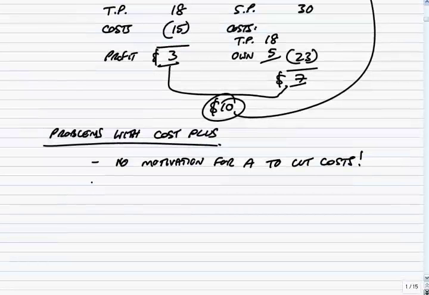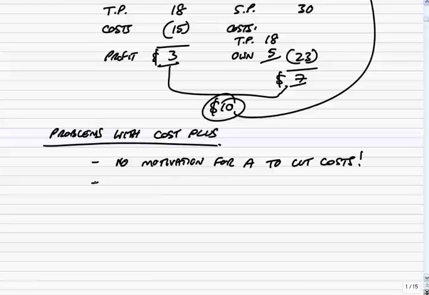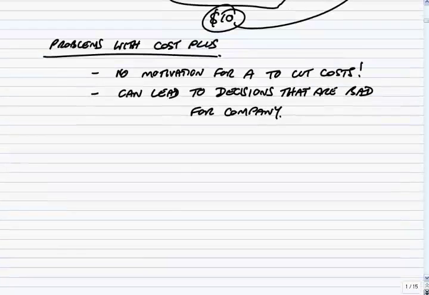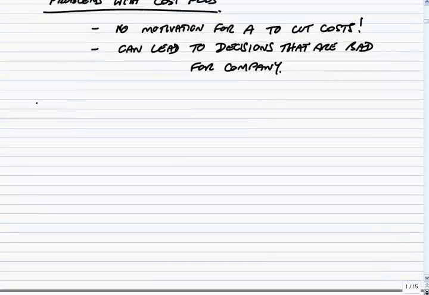The second problem, though, is a bit less obvious, and is what I'm about to illustrate in the next example. But this approach can lead to decisions that are bad for the company. And to explain what I mean by that, look straight at example 3.